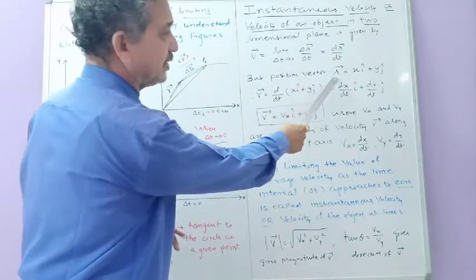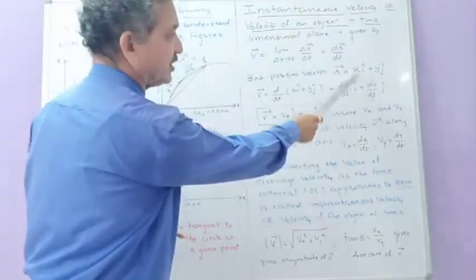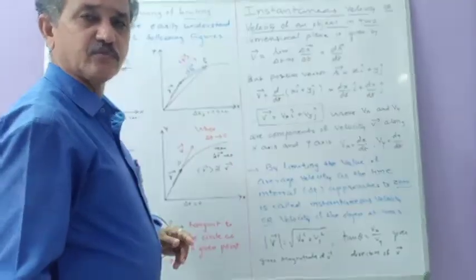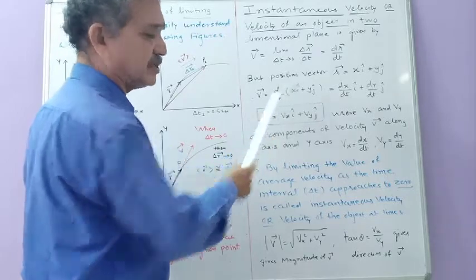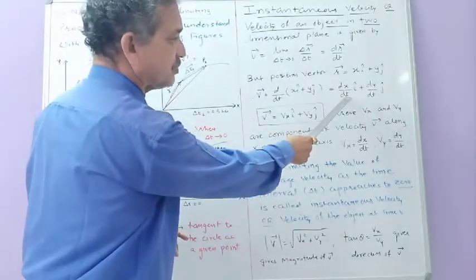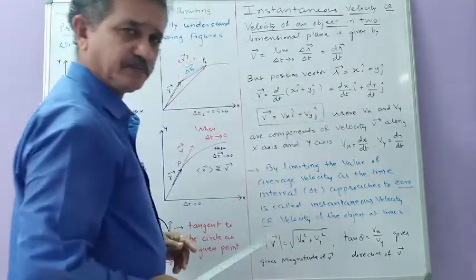But position vector is given by vector r equal to xi plus yj, where x and y are the x and y coordinates of the position vector. So vector v equal to d by dt of (xi plus yj), separately dx by dt of i plus dy by dt of j.